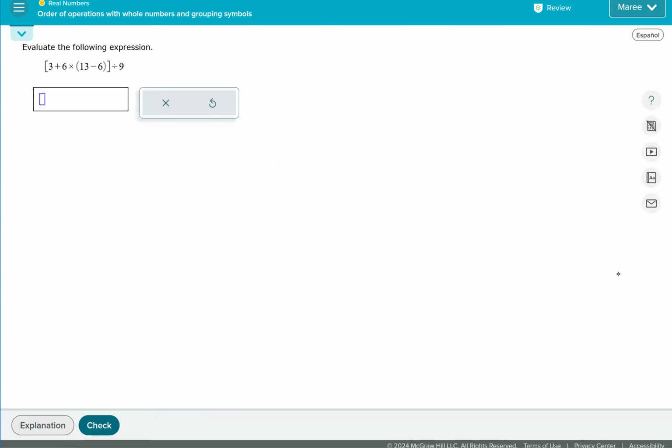Okay, so we look in our grouping symbols. We have that, we got to do what's in parentheses first. 3 plus 6, we have that times sign. 13 minus 6 is 7. So now we have to complete what's in parentheses.